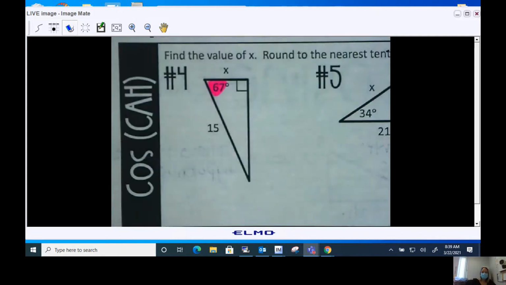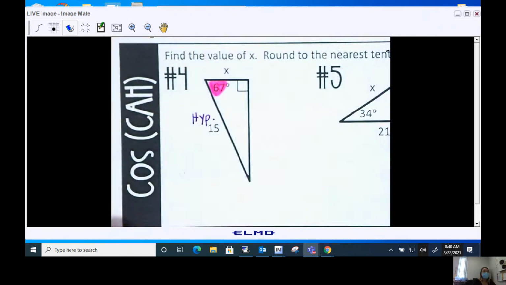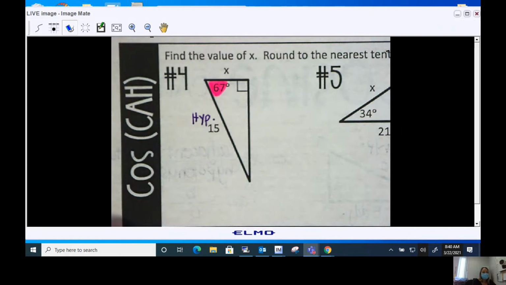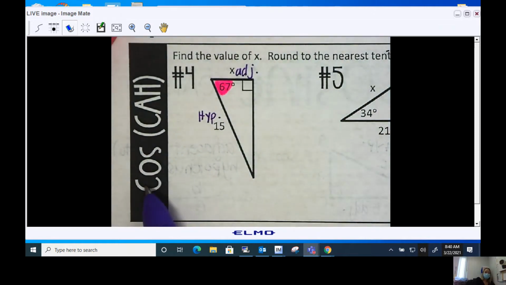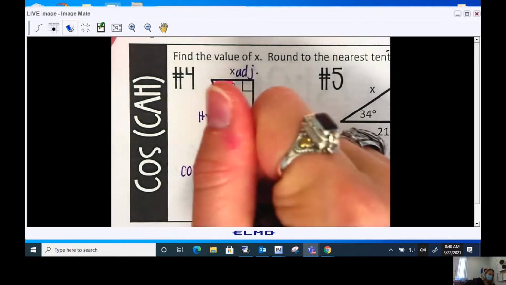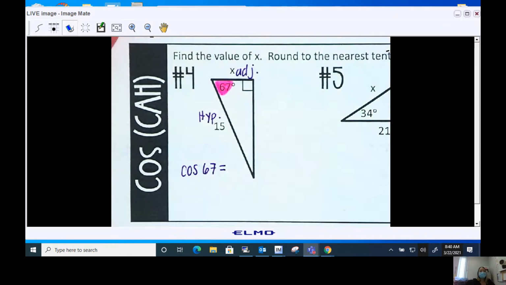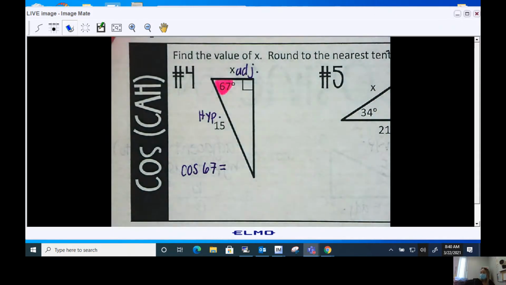Okay. Which one of those two sides is your hypotenuse? The x or the 15. 15. Good. This is your hypotenuse. Which means the x must be which one? The adjacent side. It's right next to that 67. Okay. So this fraction sets the cosine of your angle. So the cosine of 67 equals adjacent over hypotenuse. What over what? Adjacent over hypotenuse. X over 15.